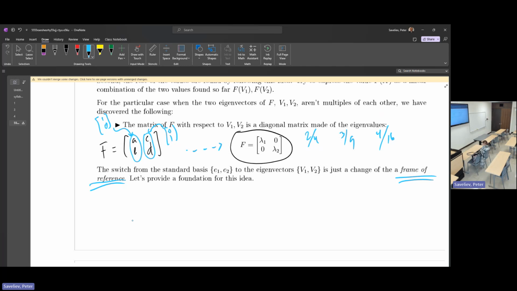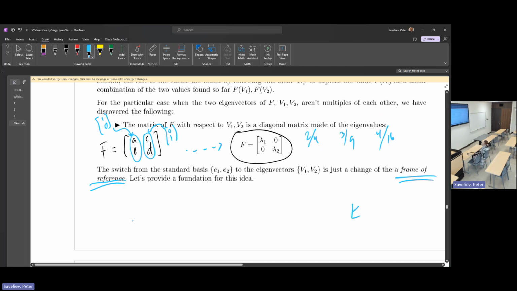So once again, where do I put the center of the coordinate system? Where is the origin? The answer is at the Earth. Okay, and then this is my Earth, and this is the sun.